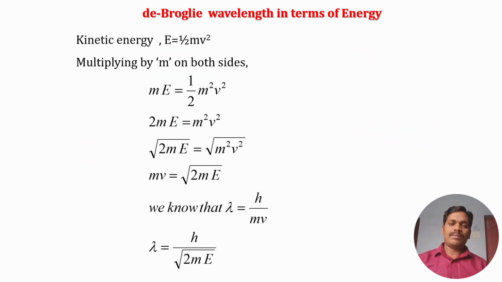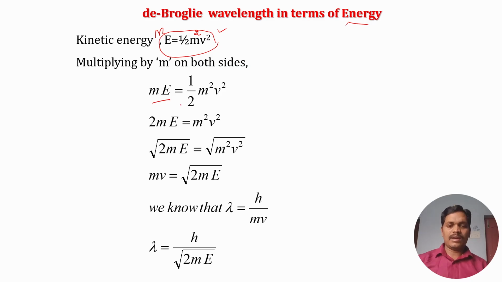Next, we can move to the de Broglie wavelength in terms of energy. As we all know, if the particle is accelerated through some external energy, obviously it acquires kinetic energy. So the kinetic energy is E equal to half mv square, where m is the mass and v is the velocity. For simplification, in this equation, multiply by m on both sides. So m into E equal to half m square v square.